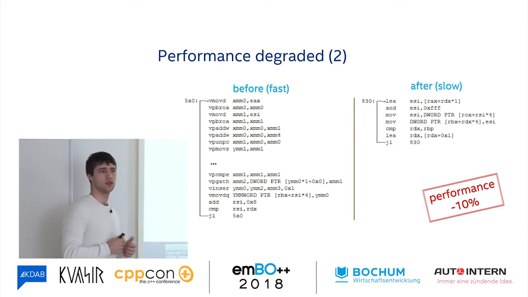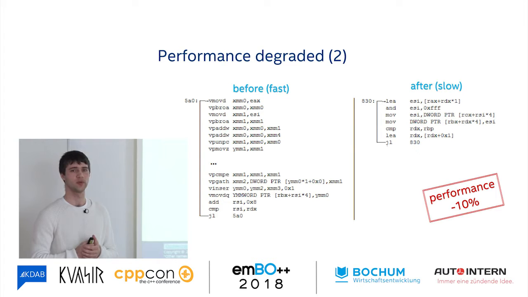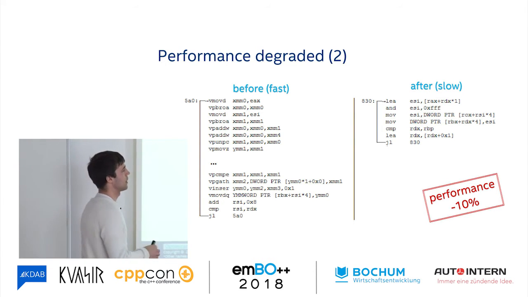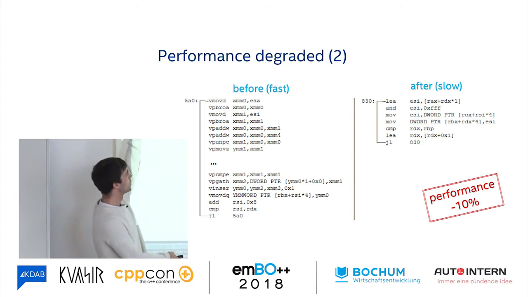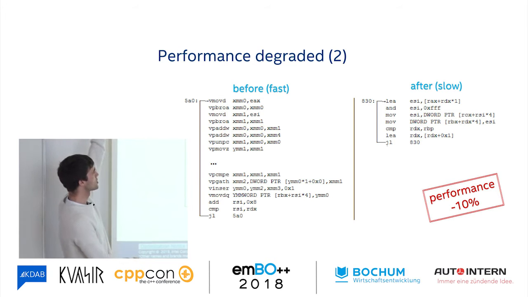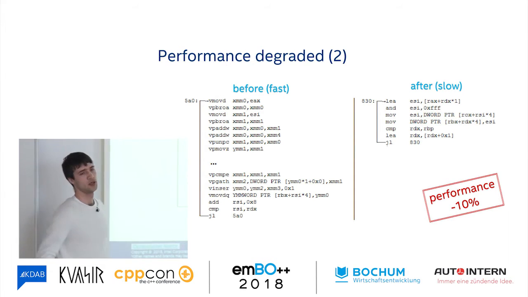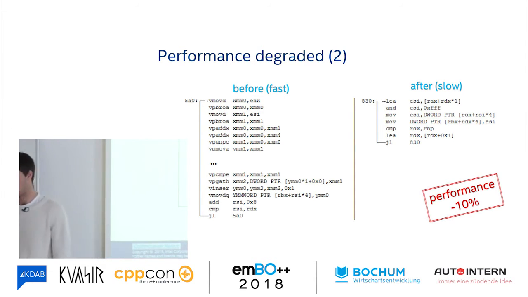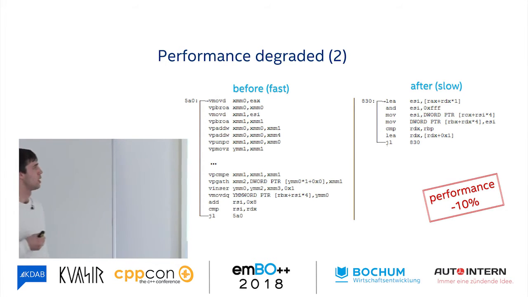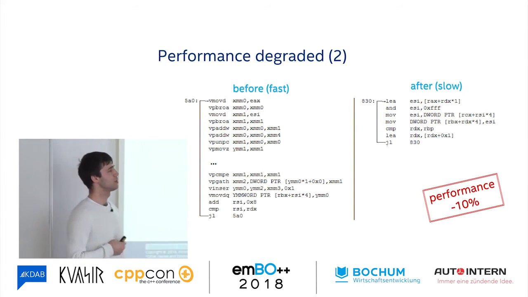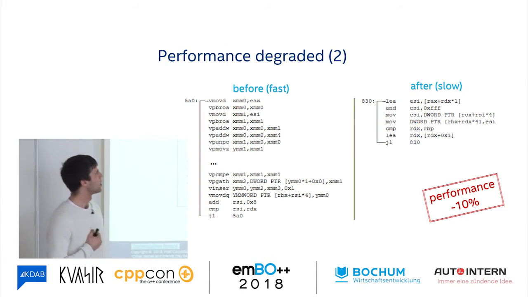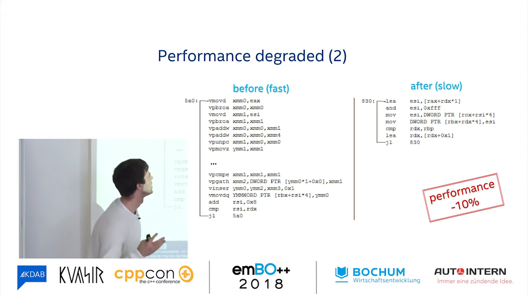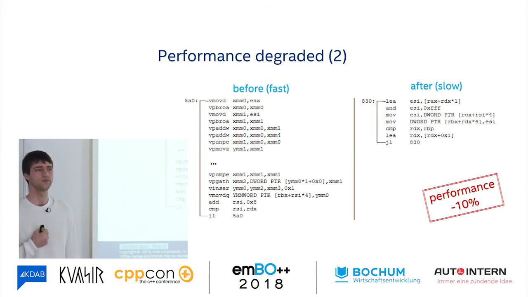Can anyone guess what might be the problem in this case? Vectorization. Yeah, exactly. We can see that the compiler yesterday generated the vector code with all the vector instructions, operating on vector registers like XMM, YMM, and so on. But on the right-hand side, we can see completely scalar code operating on scalar registers like ESI, RAX, RDX, and so on. Okay.